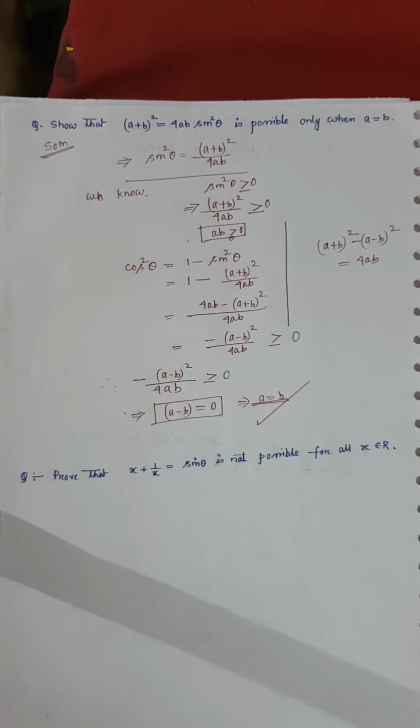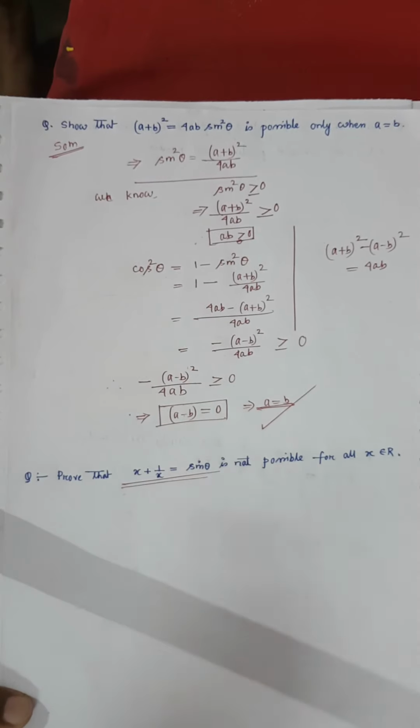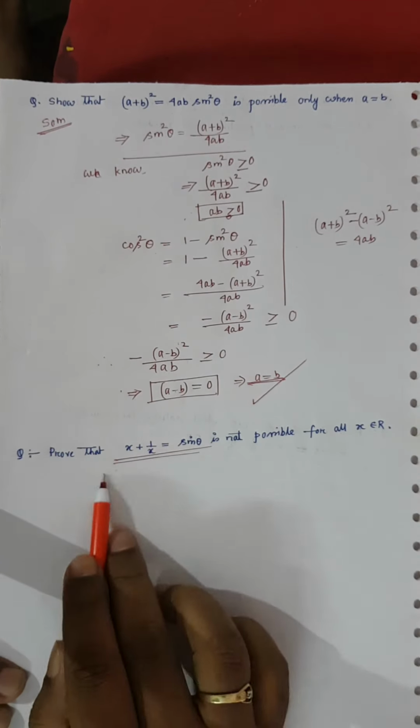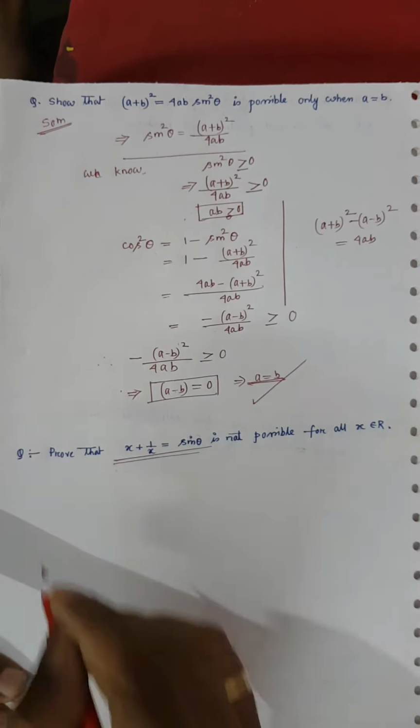Prove that x plus 1 by x is equal to sin theta is not possible for all x belongs to R. So this question is very important. It can be solved in numerous ways. There are two different ways you can solve this question. The first one: x plus 1 by x is equal to sin theta is not possible for all x belongs to R. Solution.